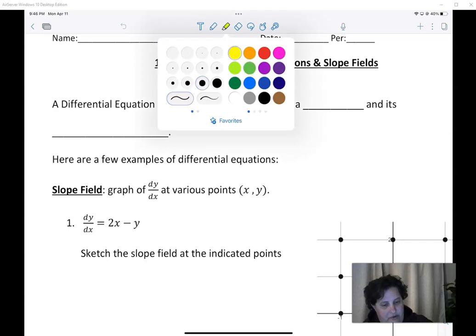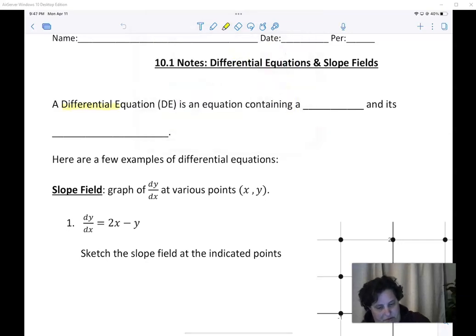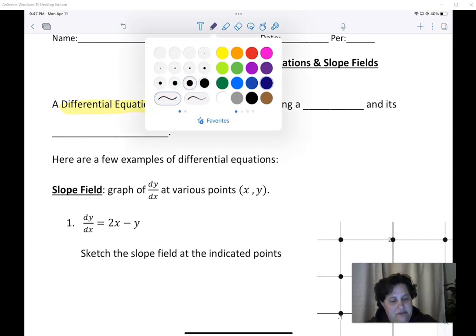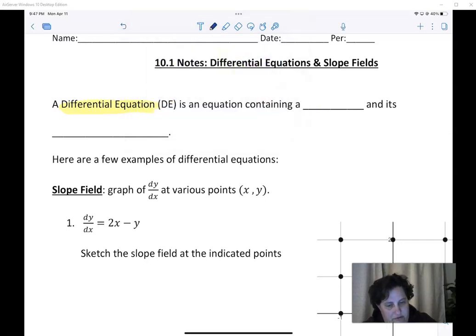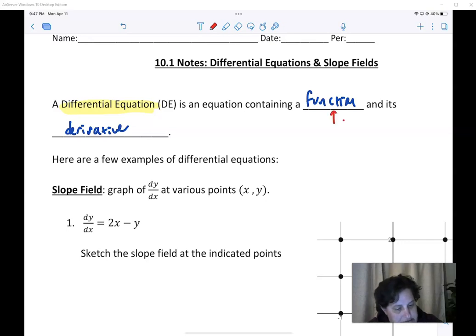A differential equation, which I'm going to call from now on DE, is an equation that contains both a function and its derivative. Now, remember, when we're talking about functions, way back before all this crazy calculus stuff, a function is something like y equals something in terms of x, and its derivative is dy dx. So a differential equation is going to be a problem that contains a dy dx and a y.